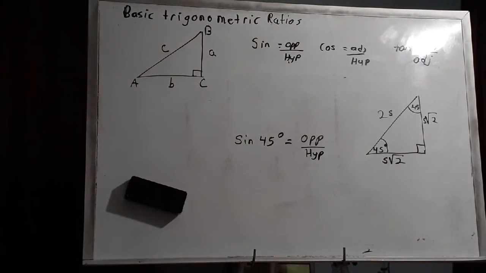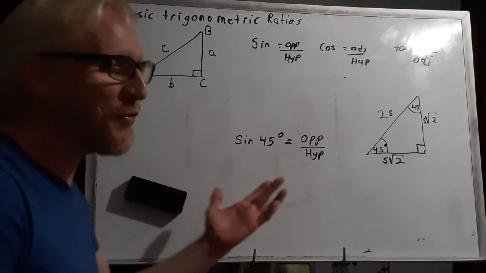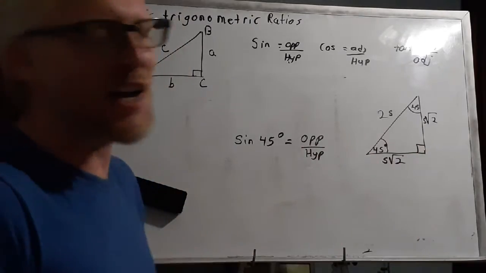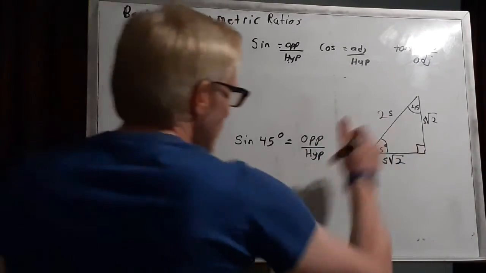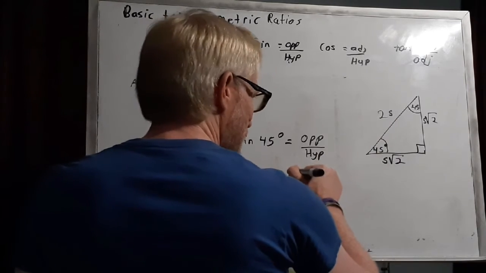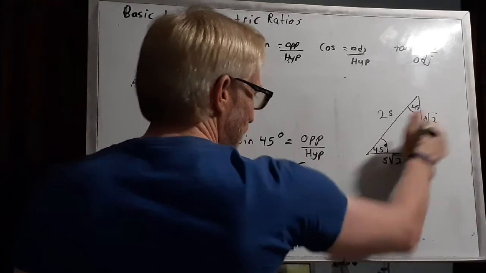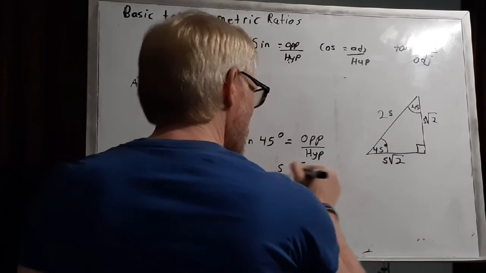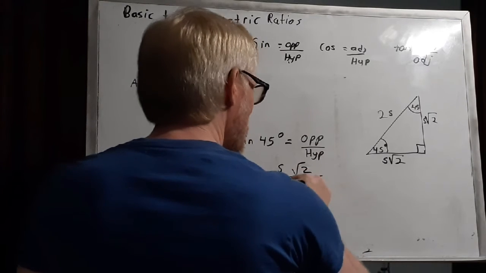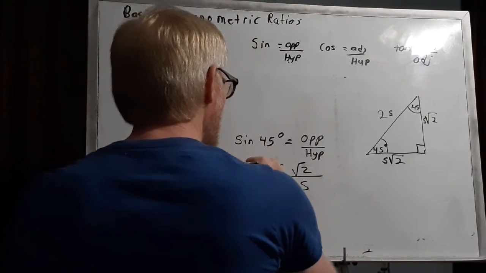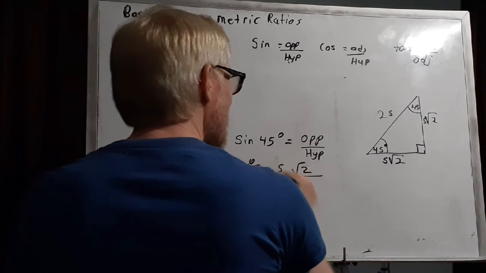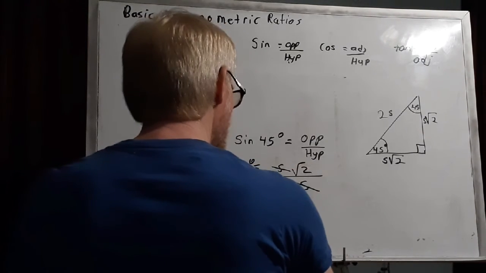Okay? So opposite would be the side farthest from 45, and in this case it doesn't really matter which side I choose because it's a 45, 45, 90. So if I look at this 45, the farthest side is S times the square root of 2, over 2S. And again, my variables will cancel out. So that would just be the square root of 2 over 2.